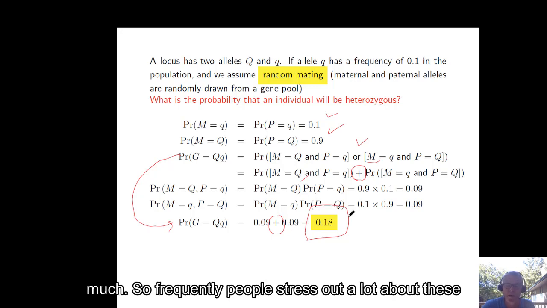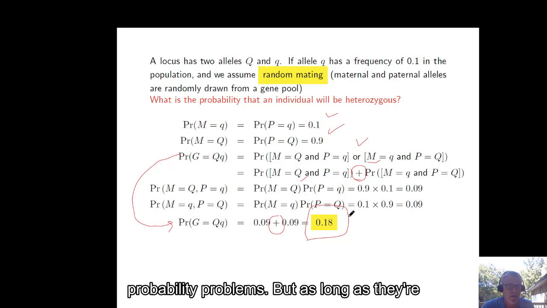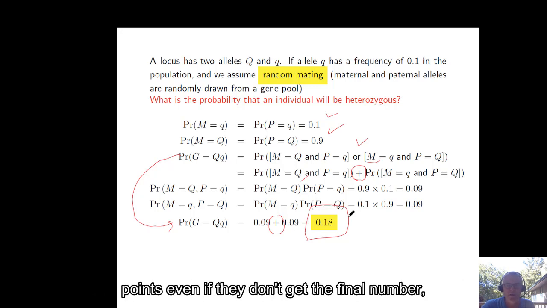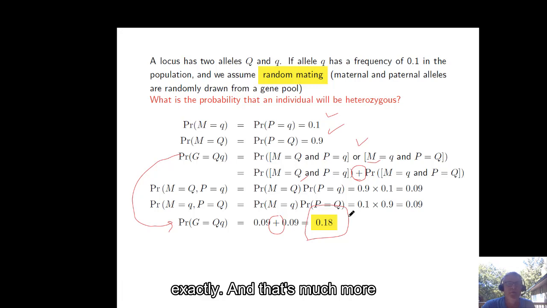So frequently people stress out a lot about these probability problems, but as long as they're very clear about how they're thinking about the problem, they get the vast majority of points, even if they don't get the final number exactly right. And that's much more important, understanding the process.